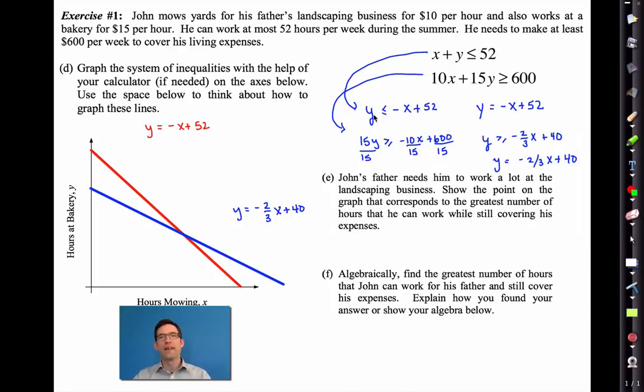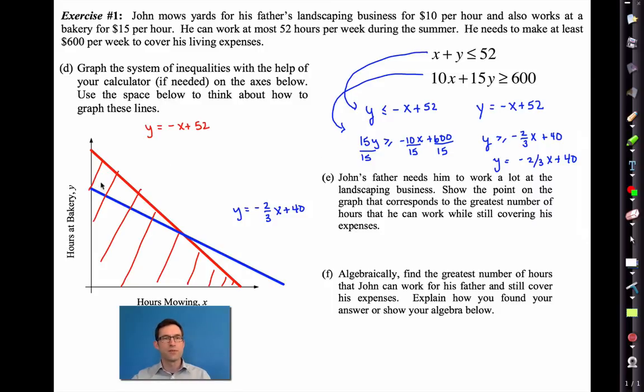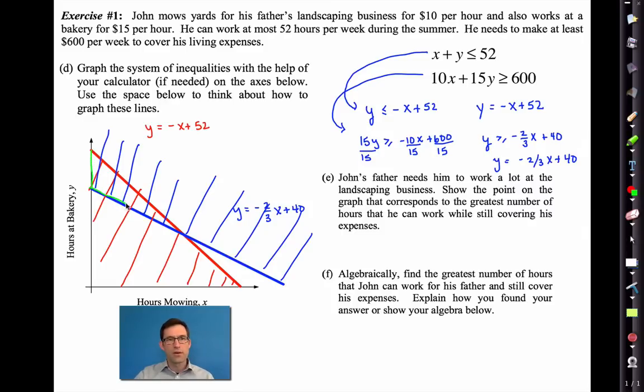All right, actually, let me go back to red. Now remember, what I'm really doing is shading y as less than or equal to negative x plus 52. So that's going to be everything down here. All right, y is greater than or equal to negative 2/3 x plus 40. That's going to be everything above it. Right, so where is the solution to our system of inequalities? Well, it is now this triangular region. Right here, it's the overlap, right? Wherever the shading overlaps is the solution to our inequality. Every point within here makes our system true, all right? Satisfies those conditions.